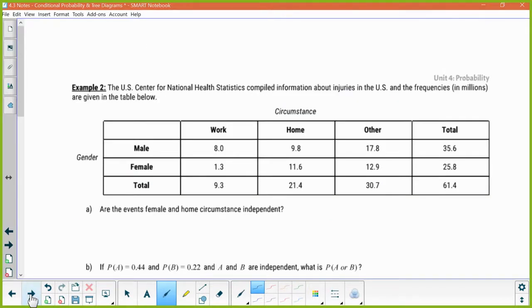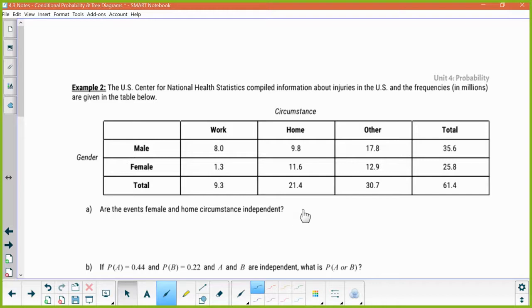The U.S. Center for National Health Statistics compiled information about injuries in the U.S., and the frequencies in millions are given in the table below. So I have a table where we know gender and we know the circumstance of their injury. And my first question asks, are the events female and home circumstance independent?